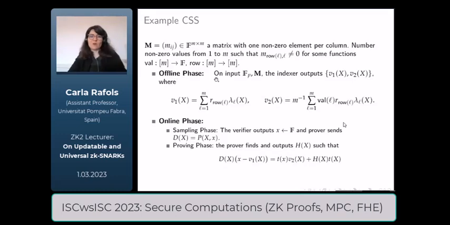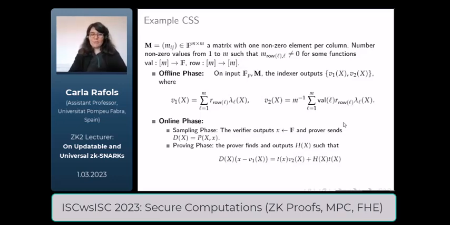So there is a pre-processing phase. We just compute these two simple polynomials. And then in the proving phase, the prover just has to find this polynomial h of x, so that this equation verifies. Okay, so you can see that this is relatively simple.